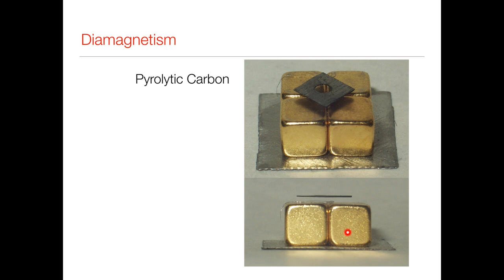So these are neodymium, they're rare earth magnets, more about them later. They're really quite strong. You do not want to get your fingers trapped in between two of those magnets. And here we have a piece of pyrolytic carbon. It's pretty light, it's very thin, quite low density stuff.